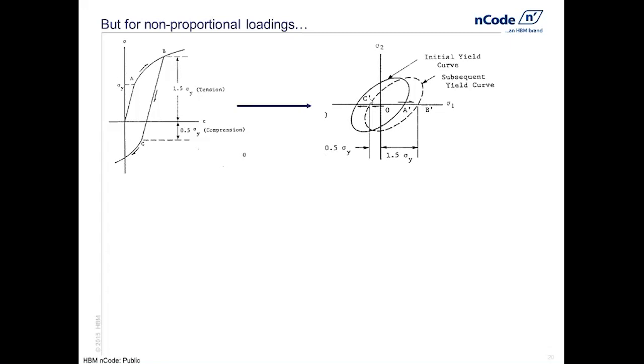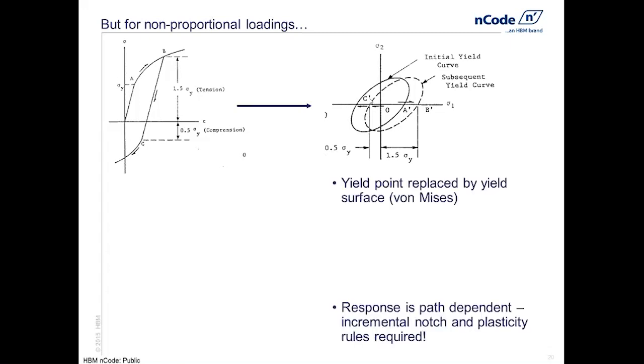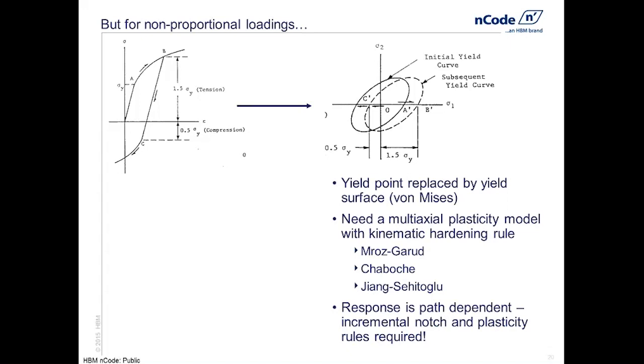If we want to do multiaxial loadings, we need a three-dimensional plasticity model that incorporates kinematic hardening. Isotropic hardening will not do for fatigue. We need a kinematic hardening rule. There are a number of these. There are lots of different theories. For example, the Mroz-Garud model that we had implemented in FE-Fatigue, the Chaboche model, variants on this appear in Abaqus, and in DesignLife we have this Jiang-Sehitoglu model, which I'll talk a little bit about later.